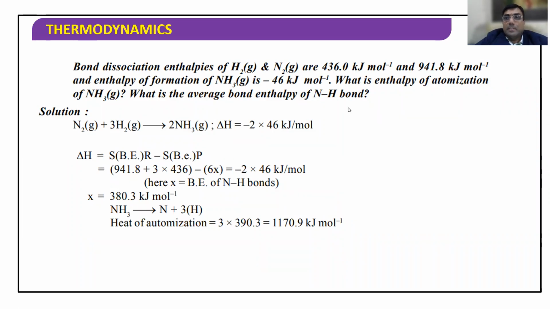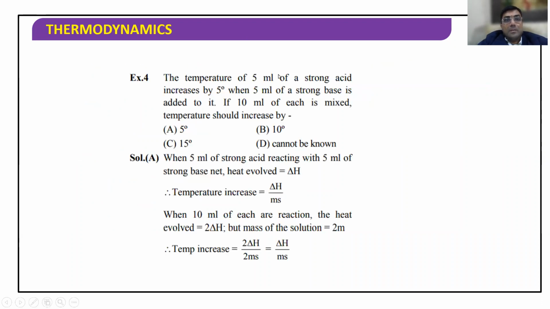It appears easy when I'm teaching, but it's not that easy when you are practicing. Now let us see one more question, a heat of neutralization question. 5 ml of strong acid is mixed with 5 ml of a base. The temperature increase is 5 degrees. Try to understand the question properly. You have a calorimeter.